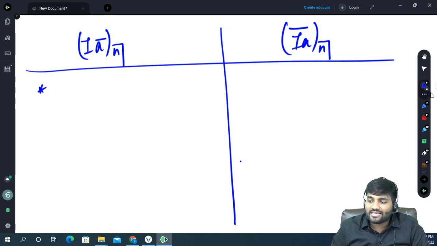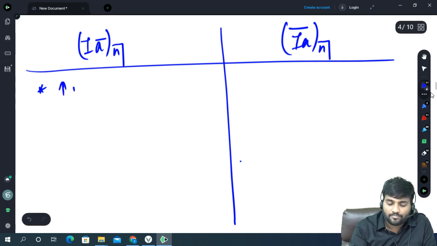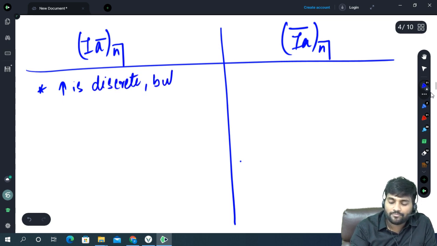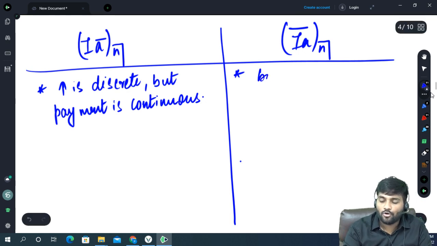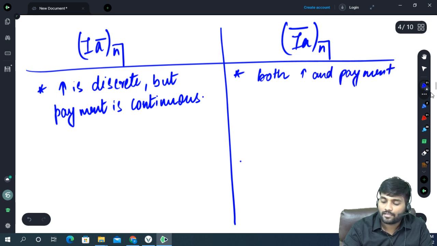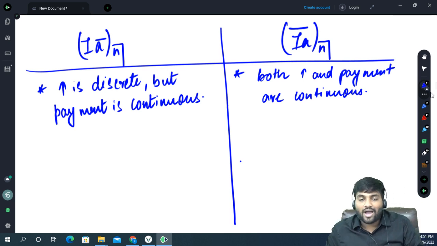Right. Increase is discrete, comma, but payment is continuous. Here, first bullet. Both increase and payment are continuous. Okay. So (Ia) bar means what?